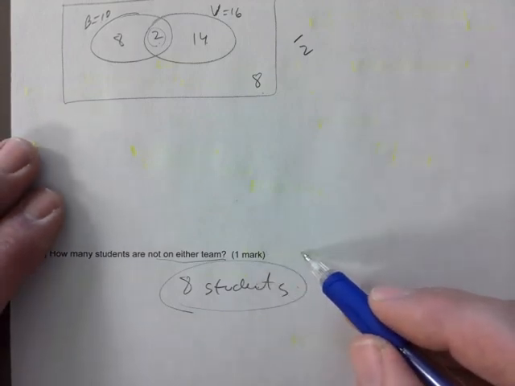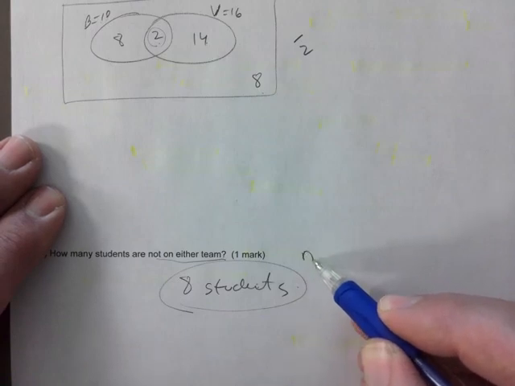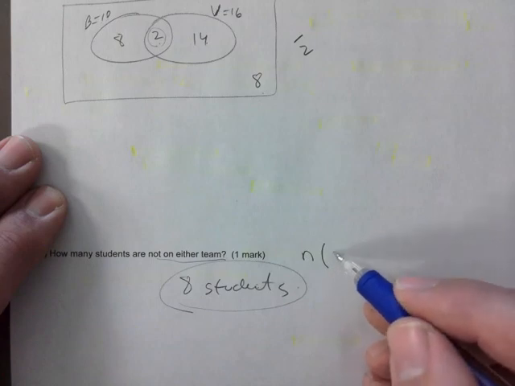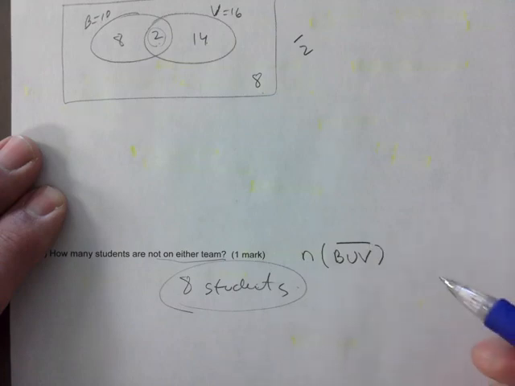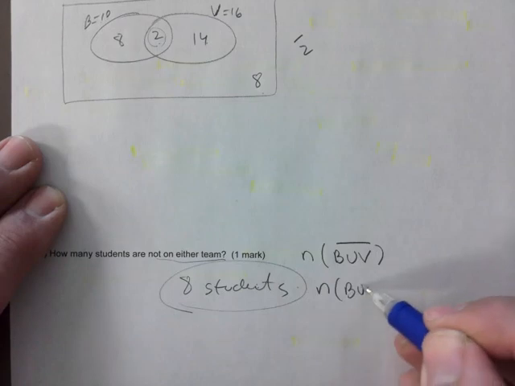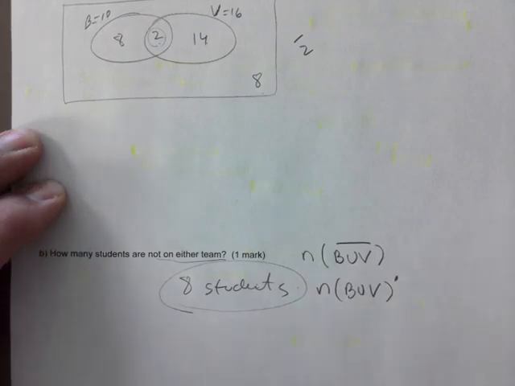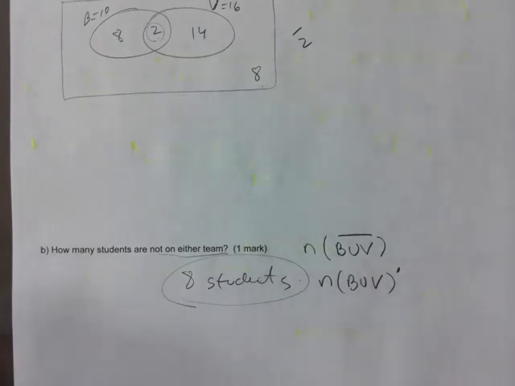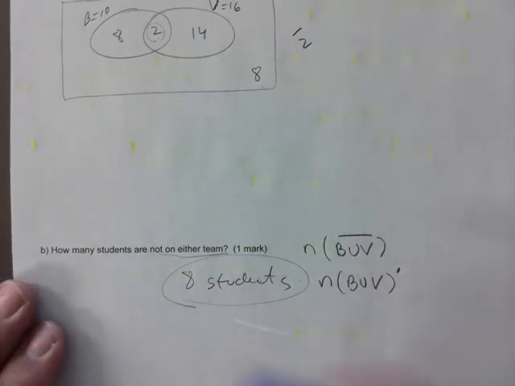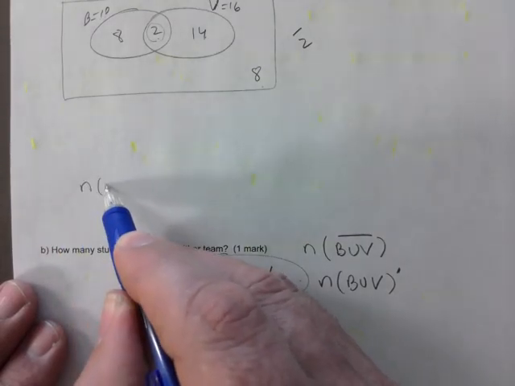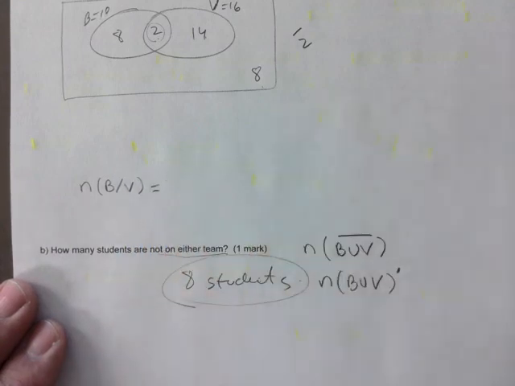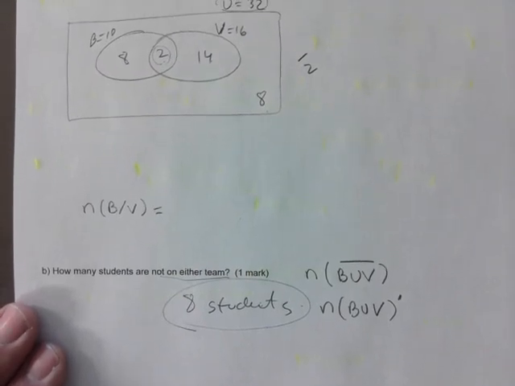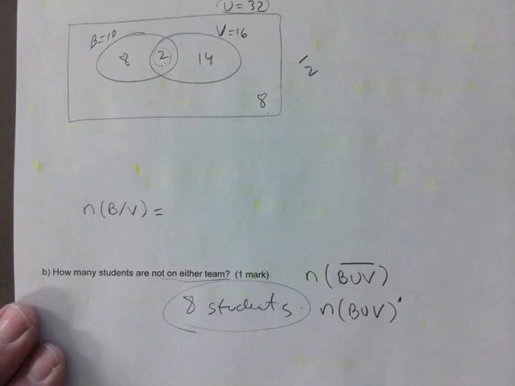What notation do we use for outliers? Number of B or V not, right? Or you could do one of these. Okay, that would be the official way to make a notation. What if I asked you for this? You don't have to copy this, but what does that mean again? Just basketball, not volleyball. So 8, right?